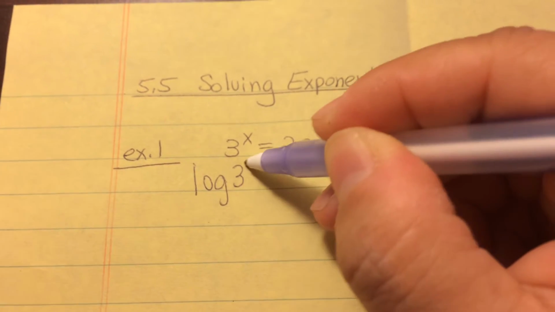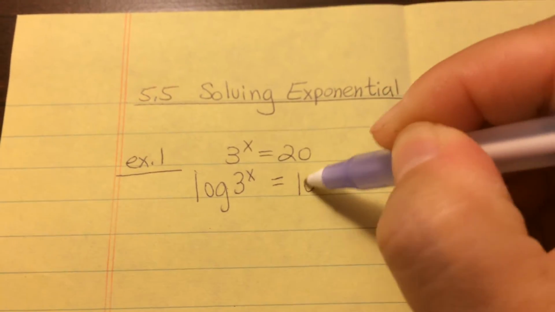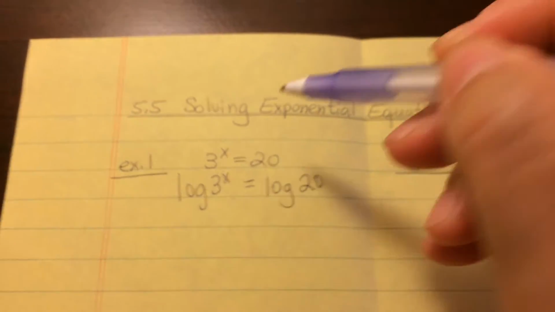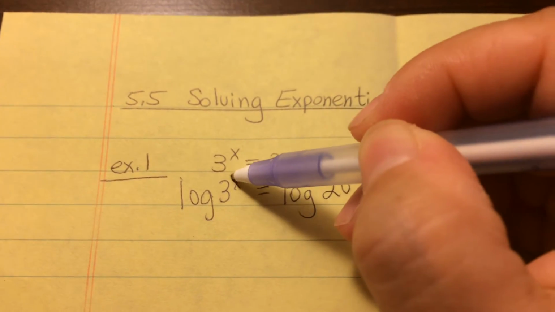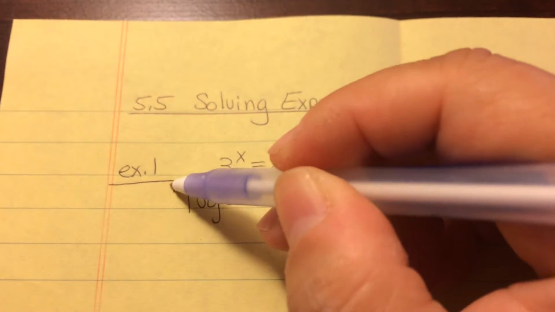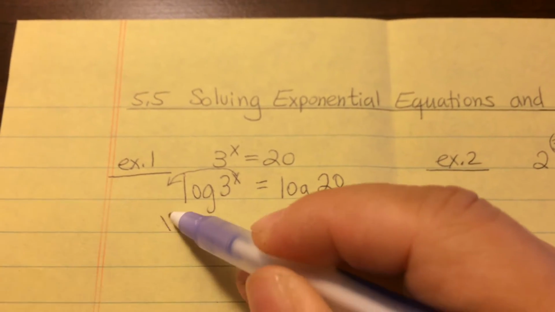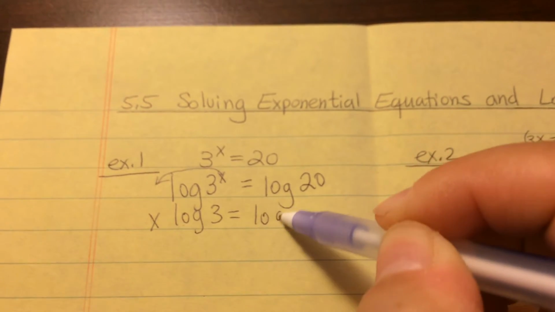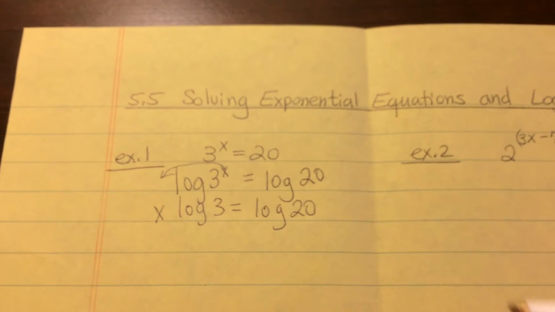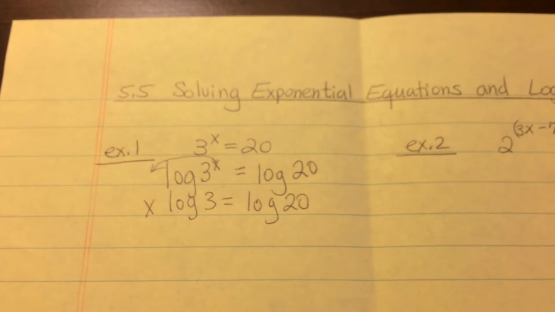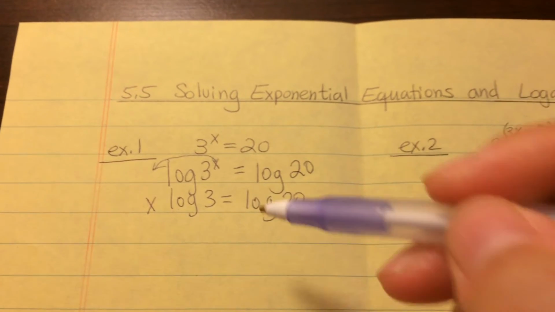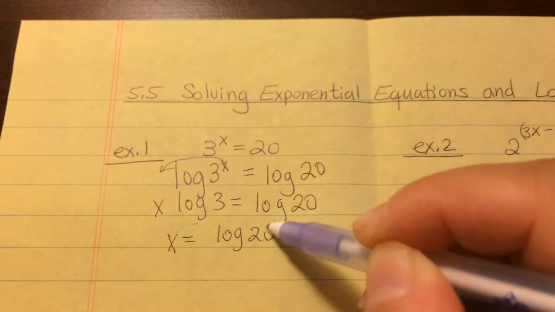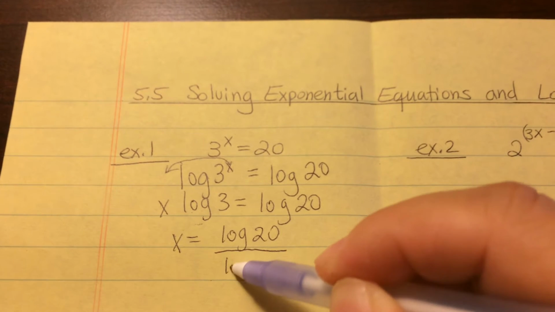So we have log of 3 to the x right here is equal to log 20. And so from there, the log property says that if I have an exponent of x, I can always bring it up to the front. So then I have x times log 3 is equal to log 20. And then from there, I'm just solving for x. So I would divide both sides by log of 3. So we have x is equal to log 20 divided by log of 3.